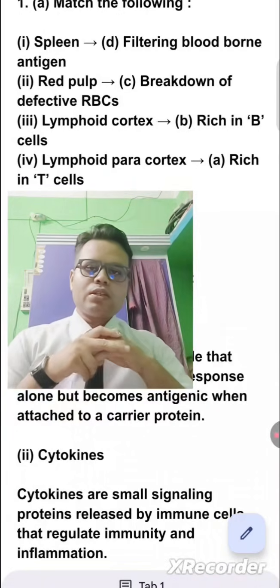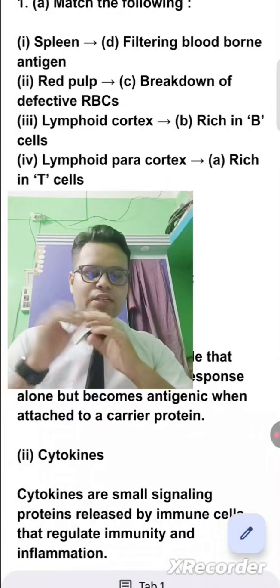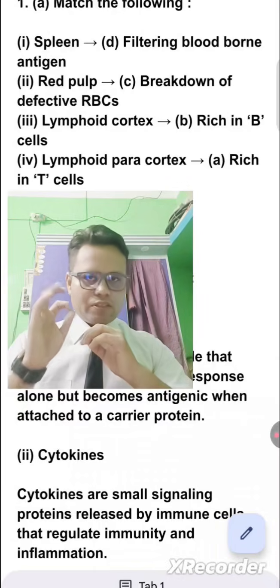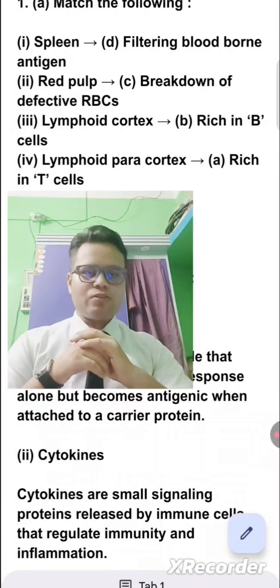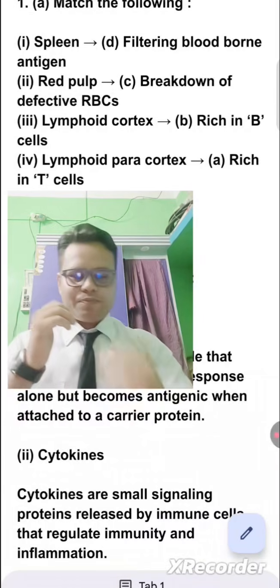Next question, class: what is the lymphoid cortex? If you're talking about the lymphoid cortex, the answer is very simple: rich in B cells, that is known as the lymphoid cortex. The lymphoid paracortex is rich in T cells. Okay, so these come under the lymphoid paracortex.